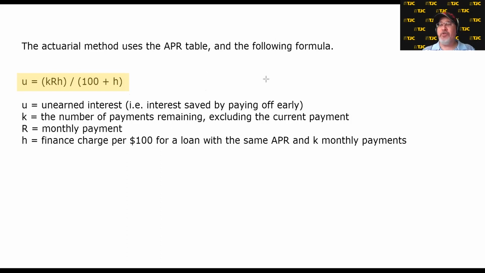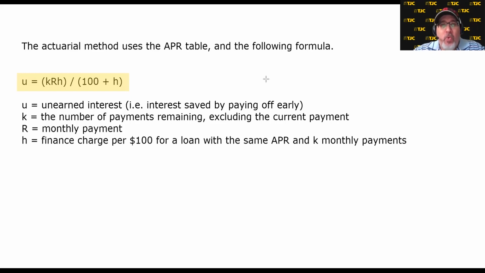And here's what all the variables mean. Lowercase u is the unearned interest, in other words, the interest saved by paying off early. K is the number of payments remaining, excluding the current payment. Capital R is the monthly payment, and H is the finance charge for $100 for a loan with the same APR and K monthly payments. We'll explain what all that means when we get to an example.